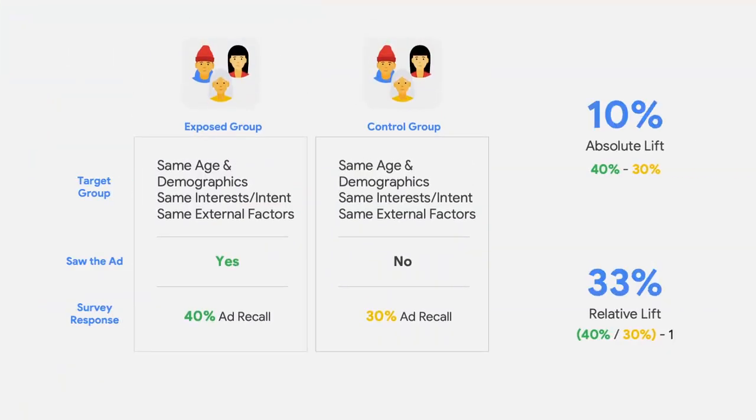In this example, the group that was exposed to the ad scored 40% ad recall in the brand lift survey, compared to the control group, which reported 30% ad recall. And this means that the campaign has 10% absolute lift when it comes to recall effectiveness. And when you divide 10% incremental lift with 30% control baseline, the result is a 33% relative lift on ad recall, which we can attribute directly to the effectiveness of the ad.